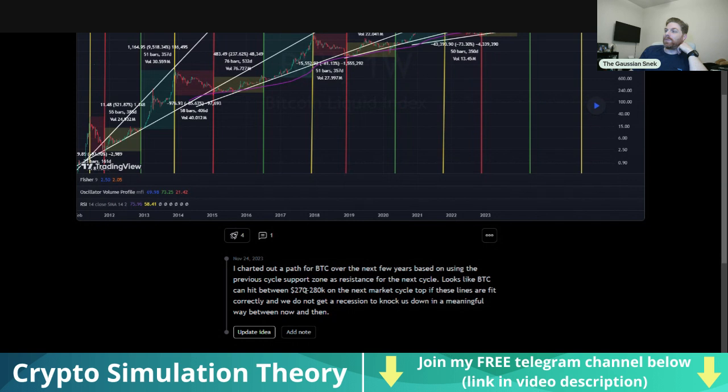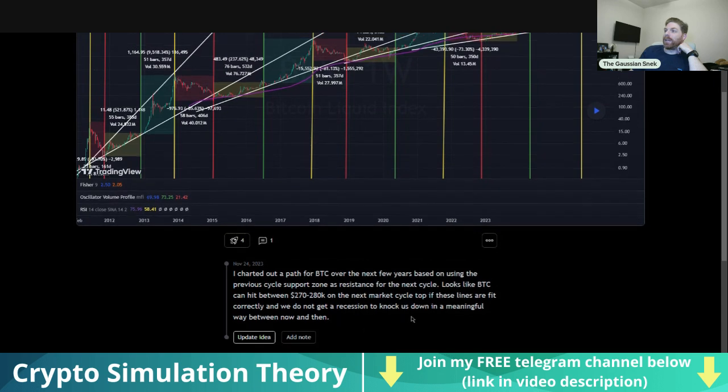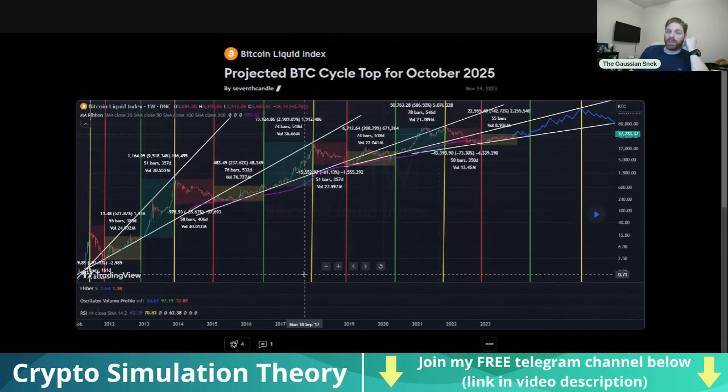Looks like Bitcoin can hit between 270 and 280K on the next market cycle top, if these lines are fit correctly, and we do not get a recession that knocks us down in a meaningful way between now and then. So that was my thinking a year ago. This is before I even started my channel. I was just playing around with TradingView.